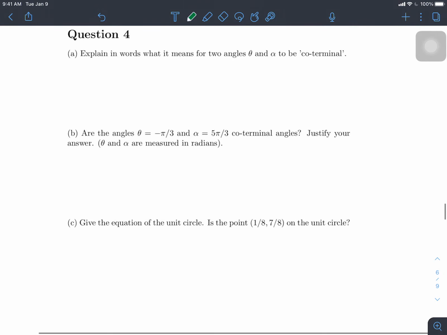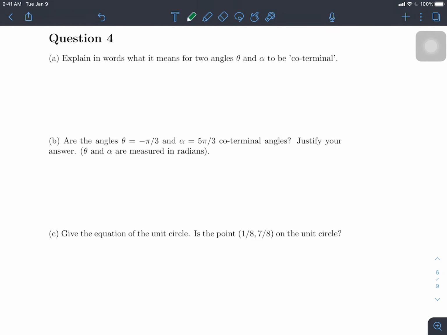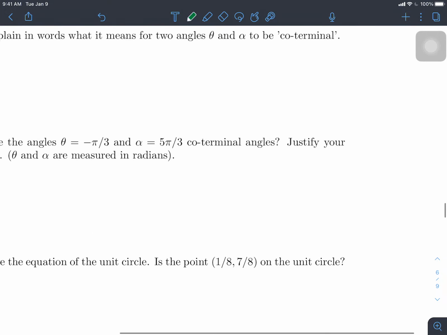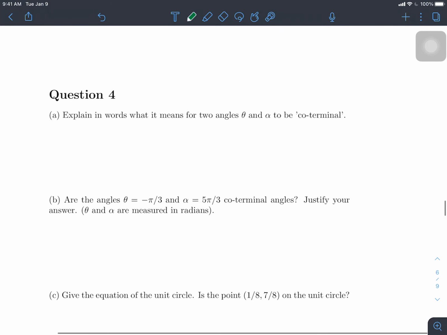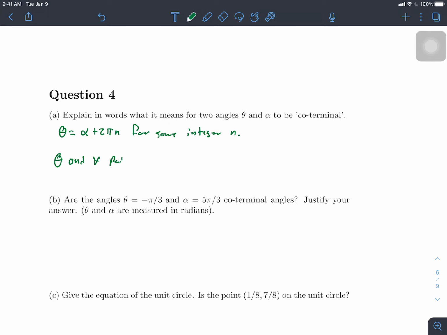Next up, question 4, we're supposed to talk about angles and coterminalness. We're supposed to explain in words what it means for two angles theta and alpha to be coterminal. You could get really mathematical with your definition and say something like theta equals alpha plus 2 pi n for some integer n. Or you could say something like theta and alpha point in the same direction.